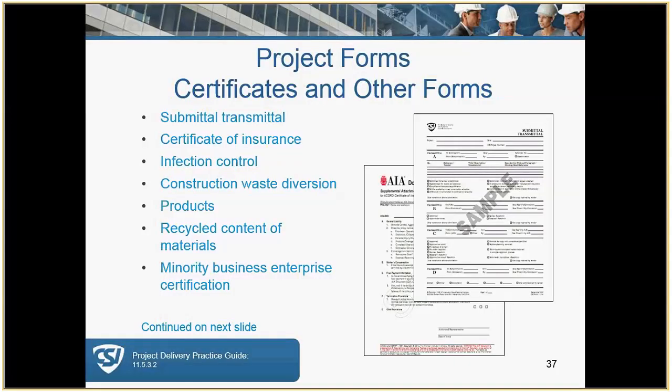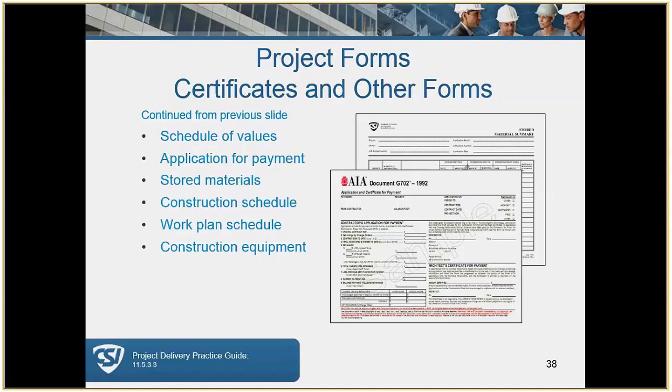There are many other forms that are going to be used throughout the project delivery process. Here's a list of the common ones. Things like infection controls, very important in hospitals. Construction waste diversion may be stipulated where you have hazardous waste material being delivered, to ensure compliance with EPA regulations. Recycled content of material is a common form used on sustainability projects. And MBE certifications are common on federal, state, and even local government requirements. Some of the other forms you may find in this section of the project manual.